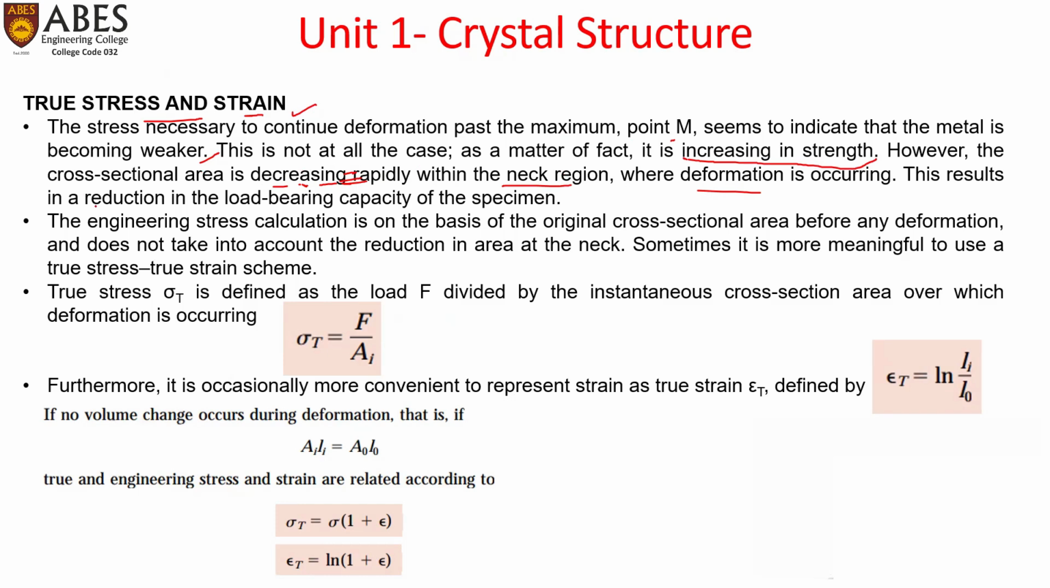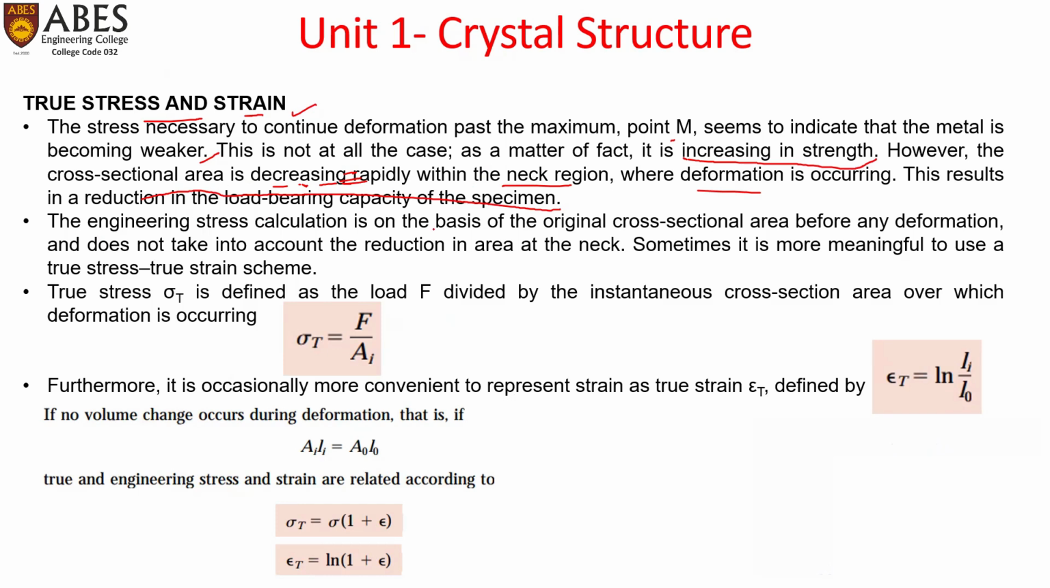This results in a reduction in the load bearing capacity of the specimen, as stress equals force applied per unit area of cross section. So if the area of cross section is getting reduced, less force would be applied to break the specimen. And if stress is calculated with the original area of cross section, then it will look like the stress is decreasing. But actually it is not so. Actually the stress required to break the specimen goes on increasing. So this is called the true stress and strain.